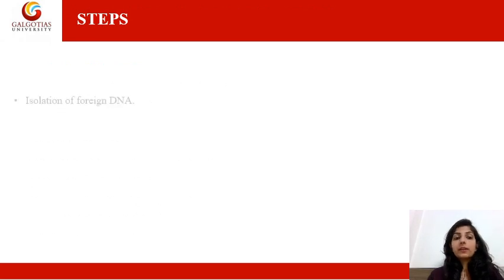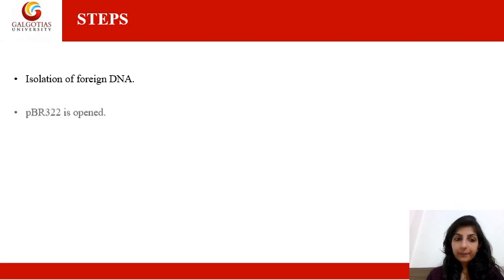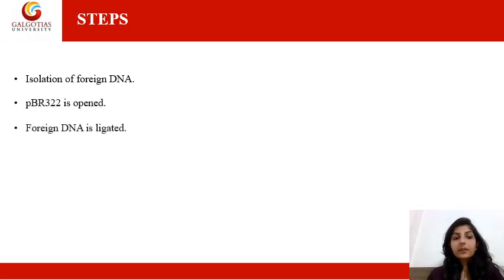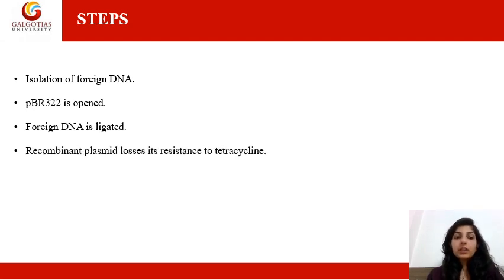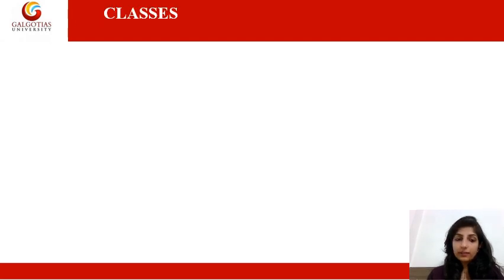Now what are the various steps? First is the isolation of the foreign DNA. Then pBR322 is opened. The foreign DNA is ligated. The recombinant plasmid loses its resistance to tetracycline.